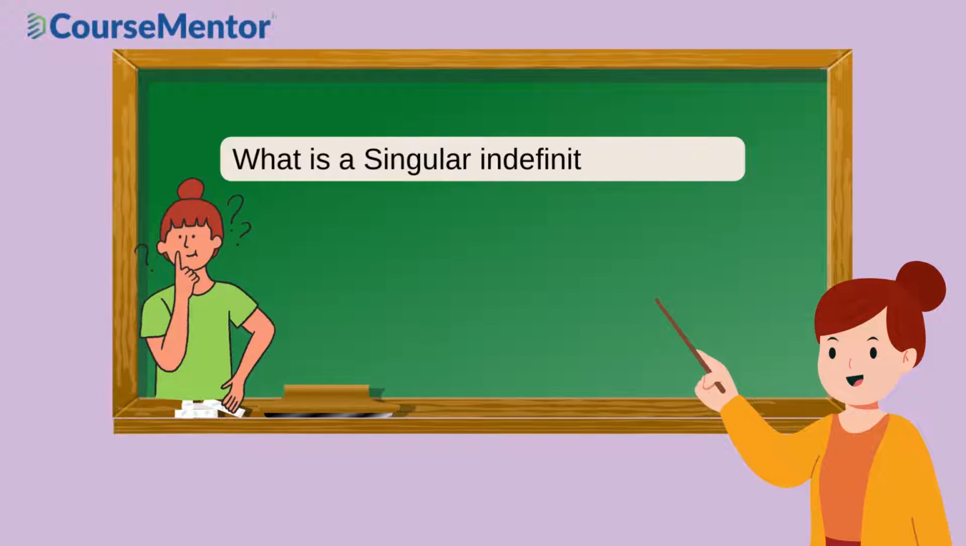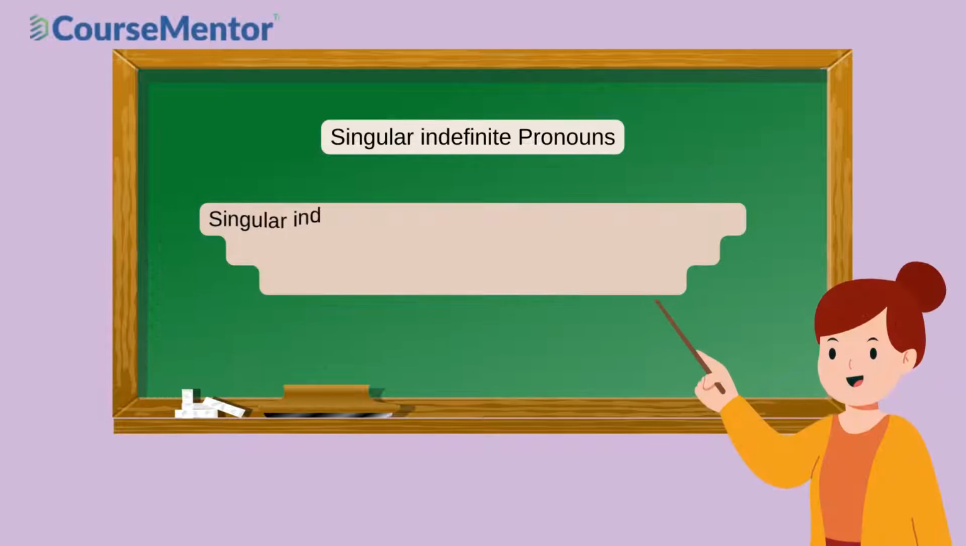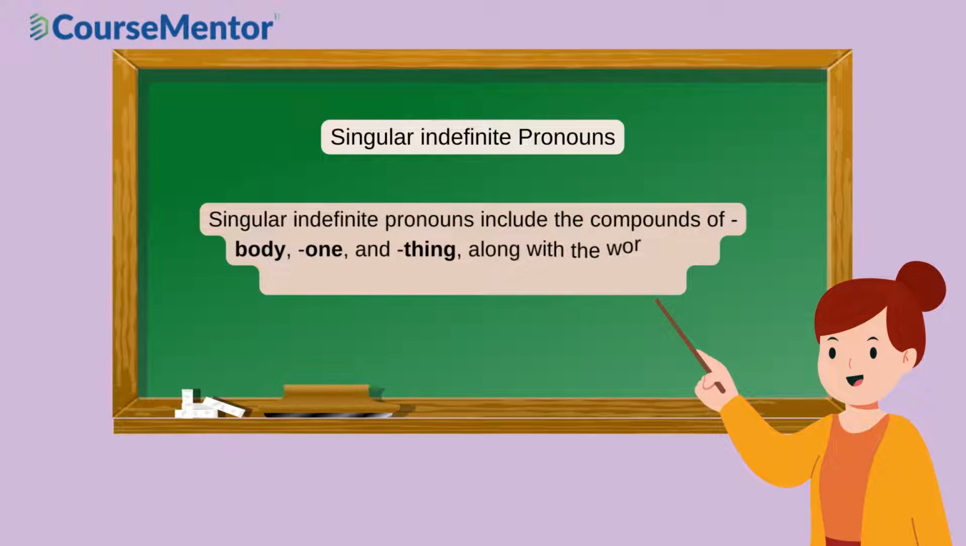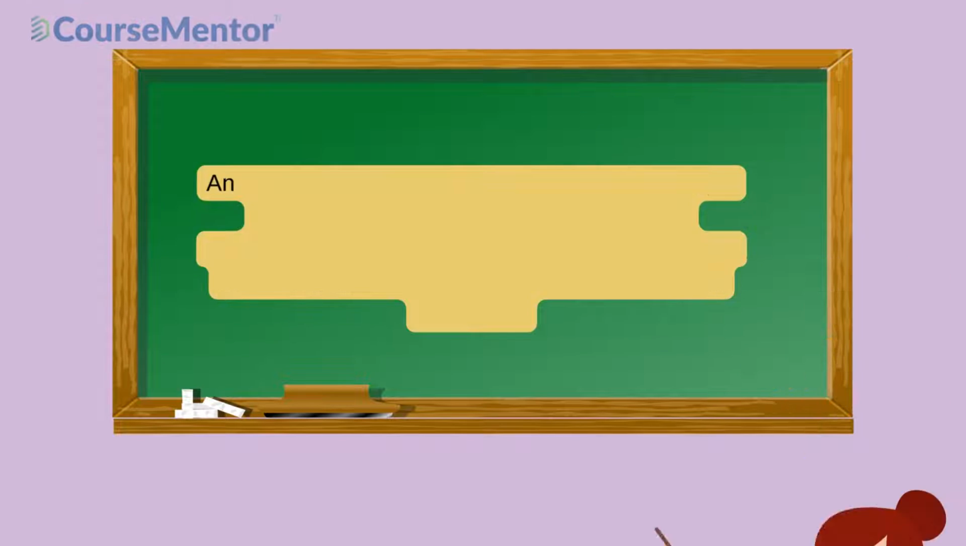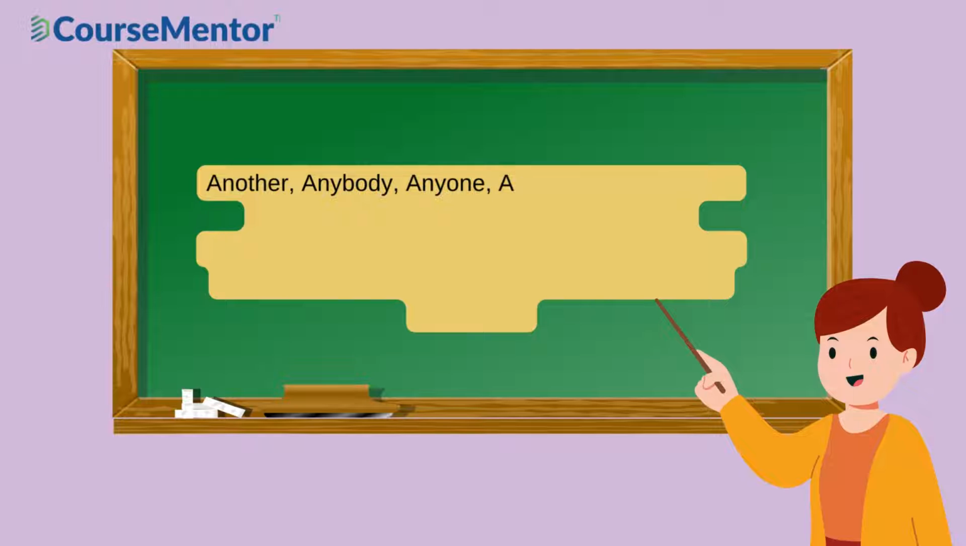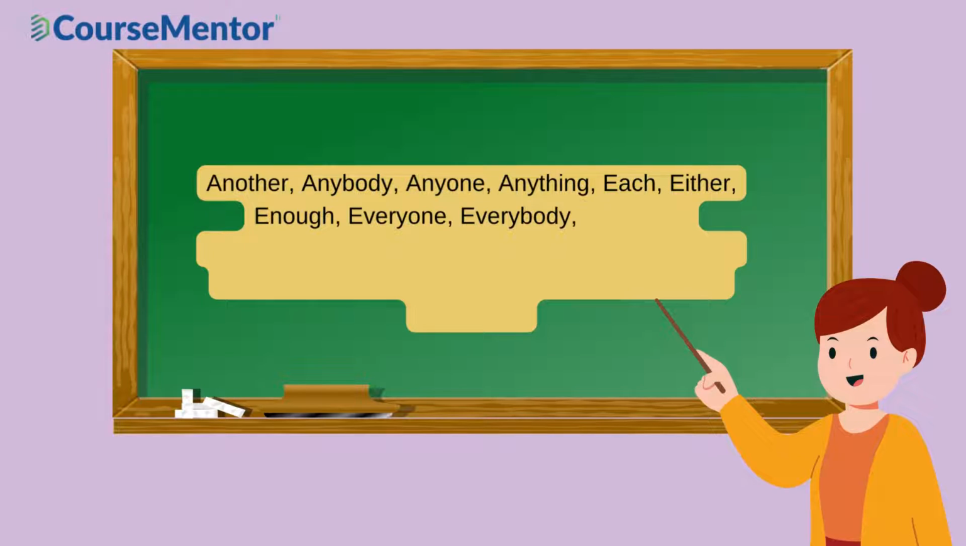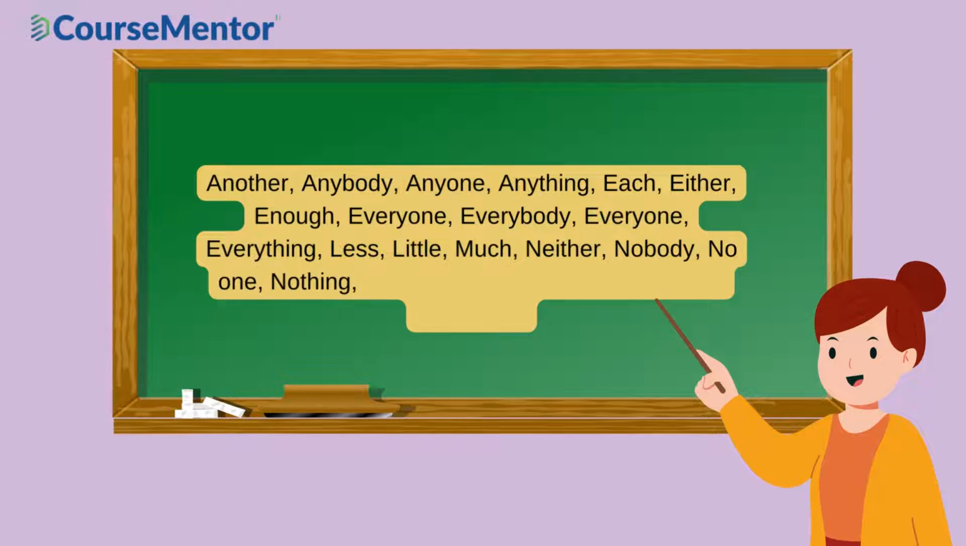What is a singular indefinite pronoun? Singular indefinite pronouns include the compounds of body, one, and thing, along with the words one, another, each, either, neither, and much. Another, anybody, anyone, anything, each, either, enough, everyone, everybody, everything, less, little, much, neither, nobody, no one, nothing, one, other, somebody, someone, something.